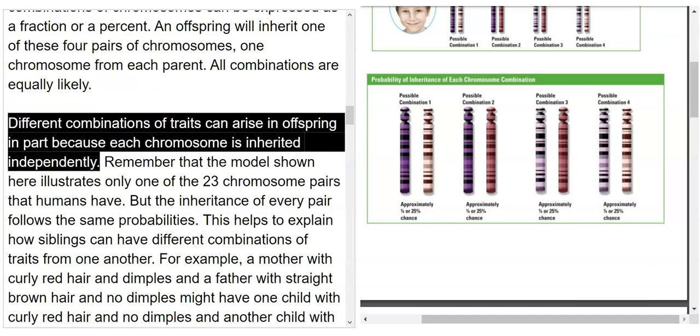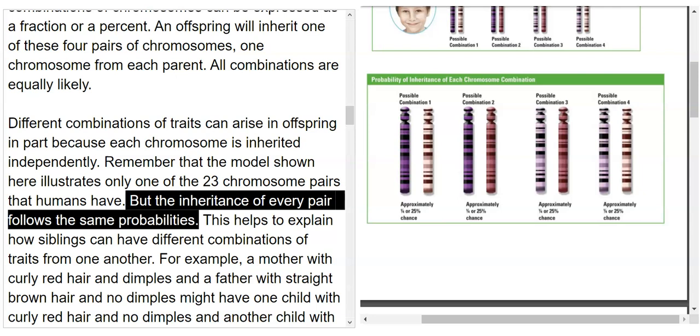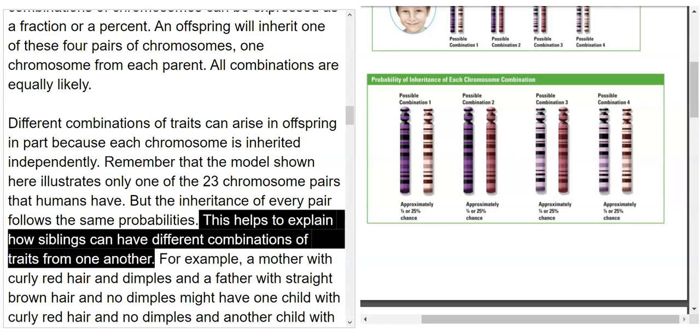Different combinations of traits can arise in offspring in part because each chromosome is inherited independently. Remember that the model shown here illustrates only one of the 23 chromosome pairs that humans have, but the inheritance of every pair follows the same probability. This helps to explain how siblings can have different combinations of traits from one another.